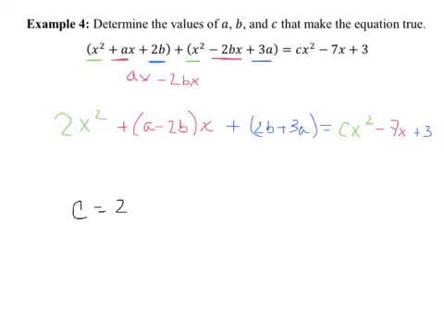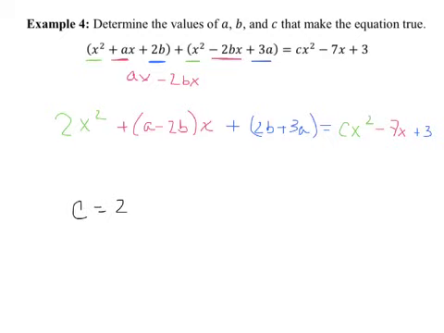C is 2. But the next part is where it's a little more confusing because it's not obvious. But we do have something we could say. What can we say about what's in red? Come up with an equation. So we have C equals 2. That's our first equation. What's another equation we can come up with from what's in red?